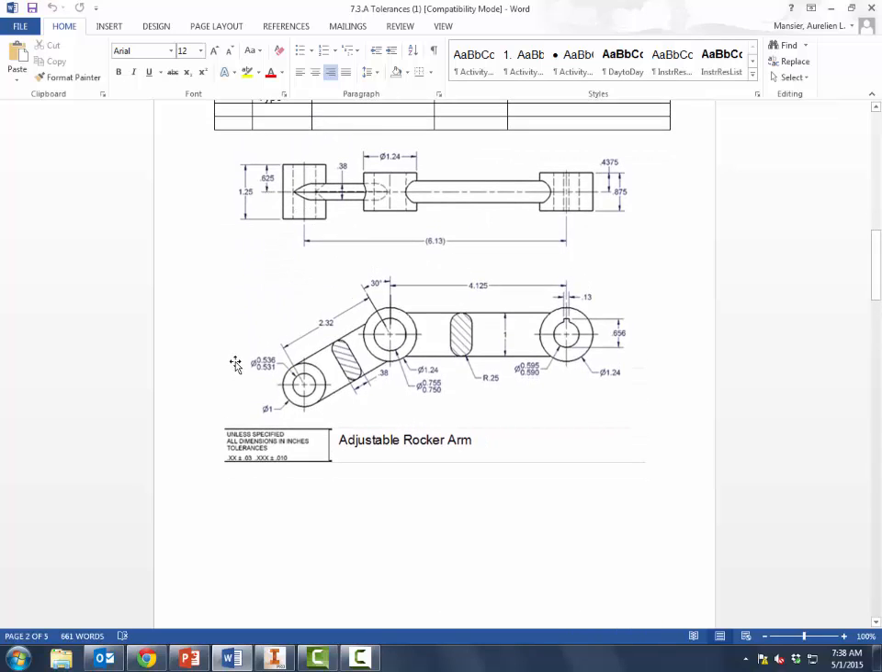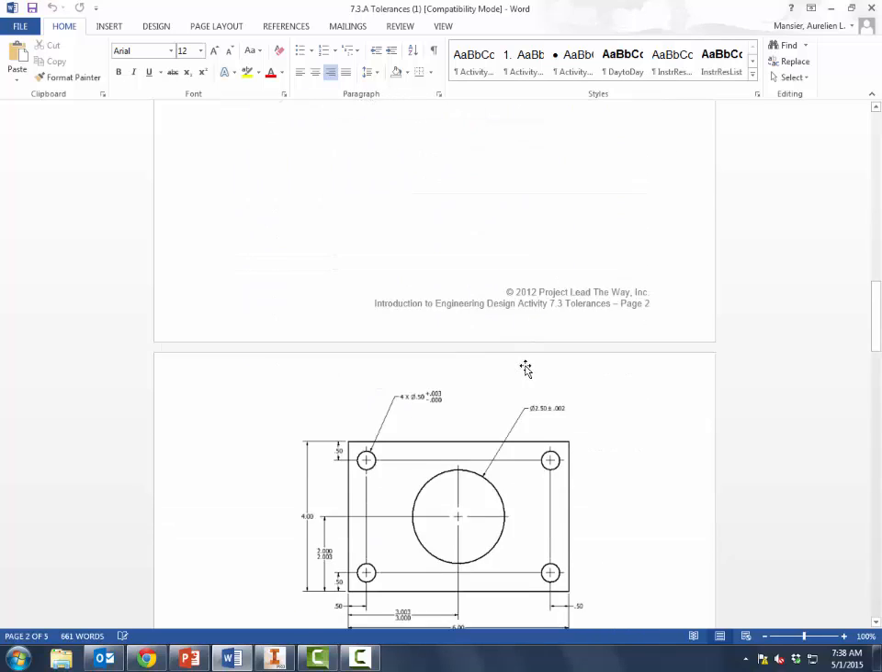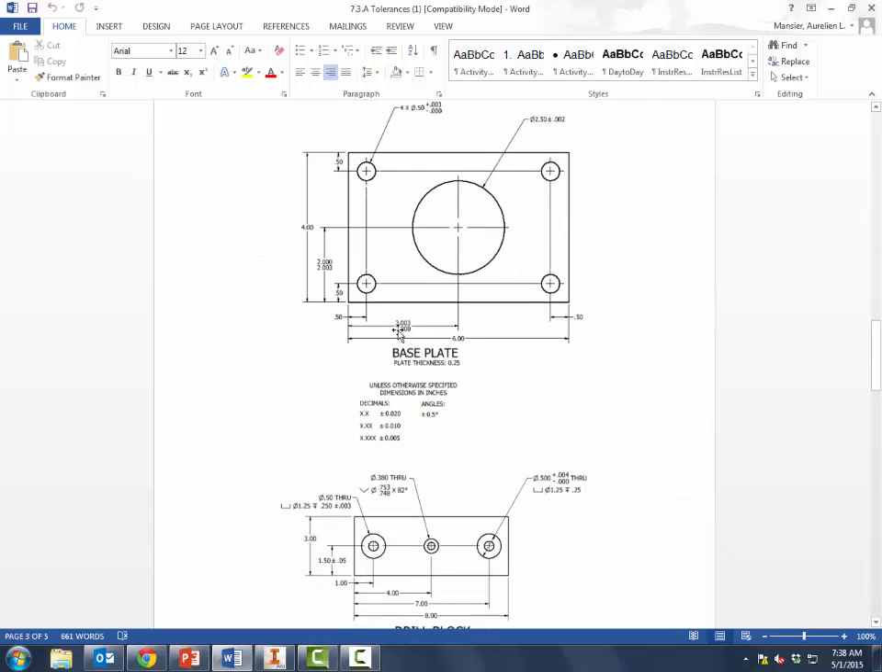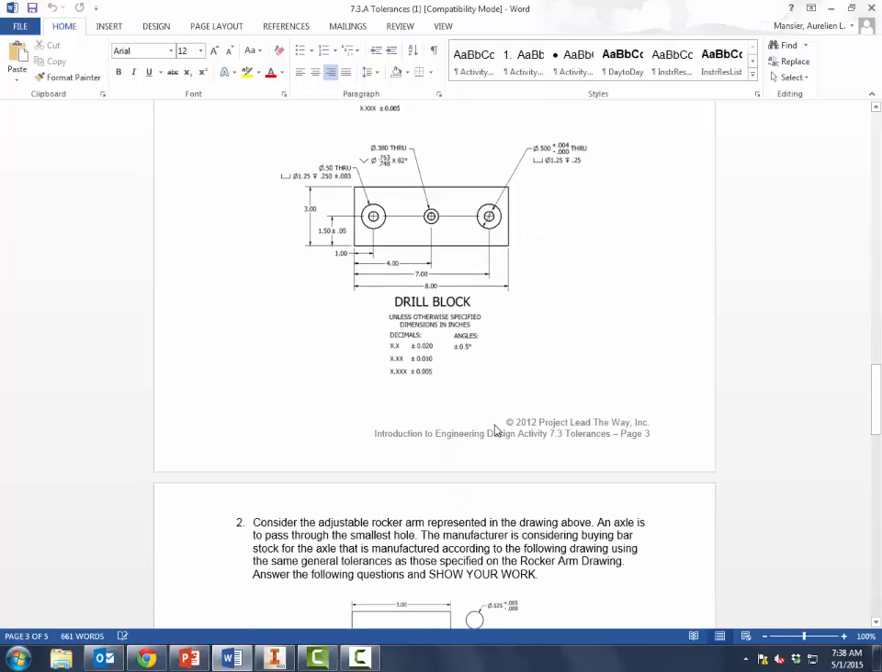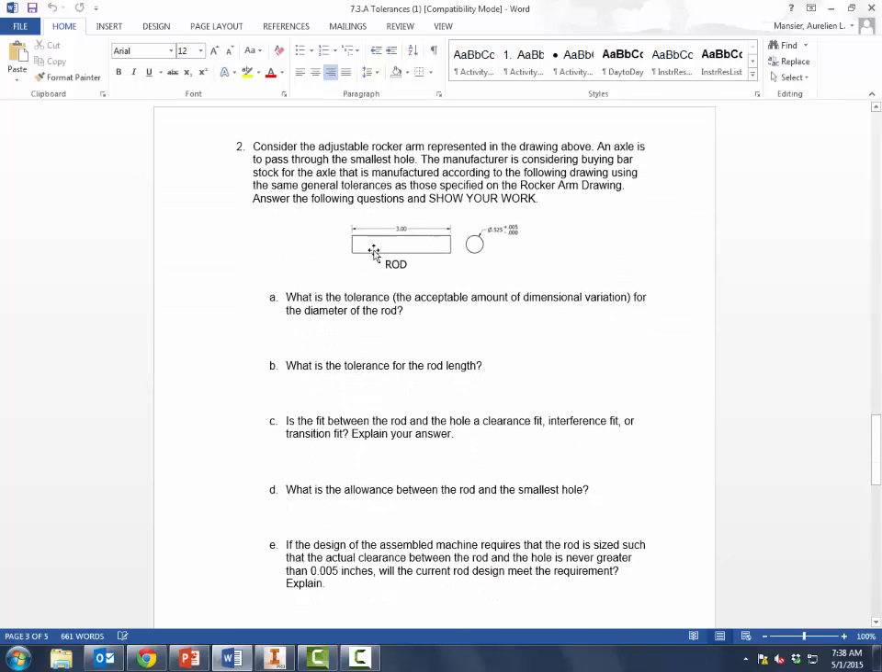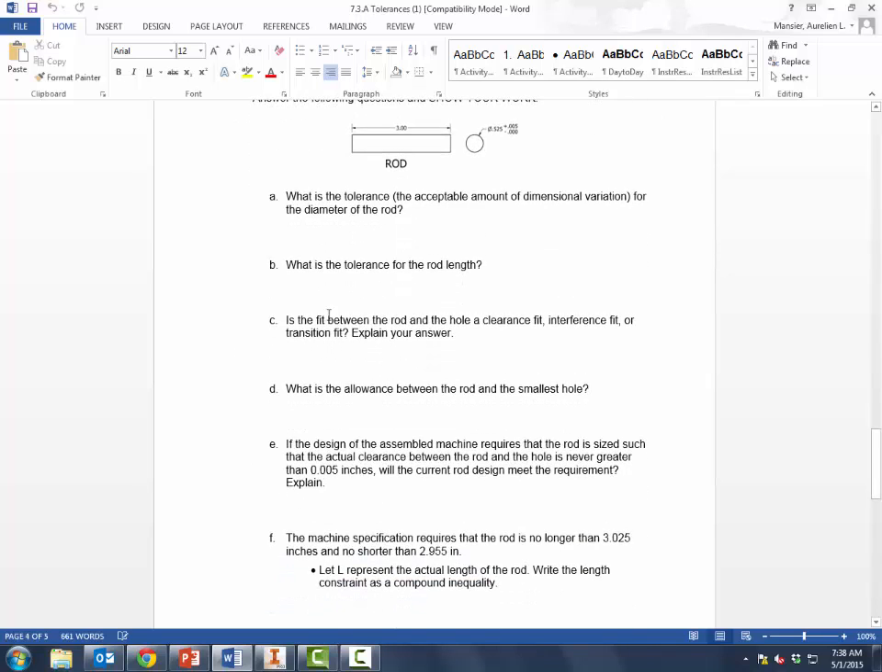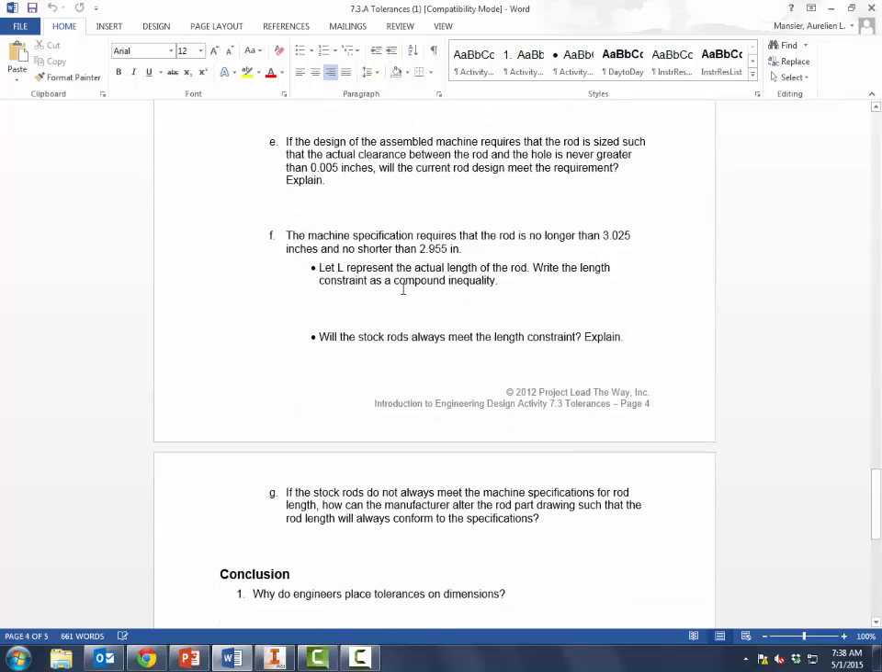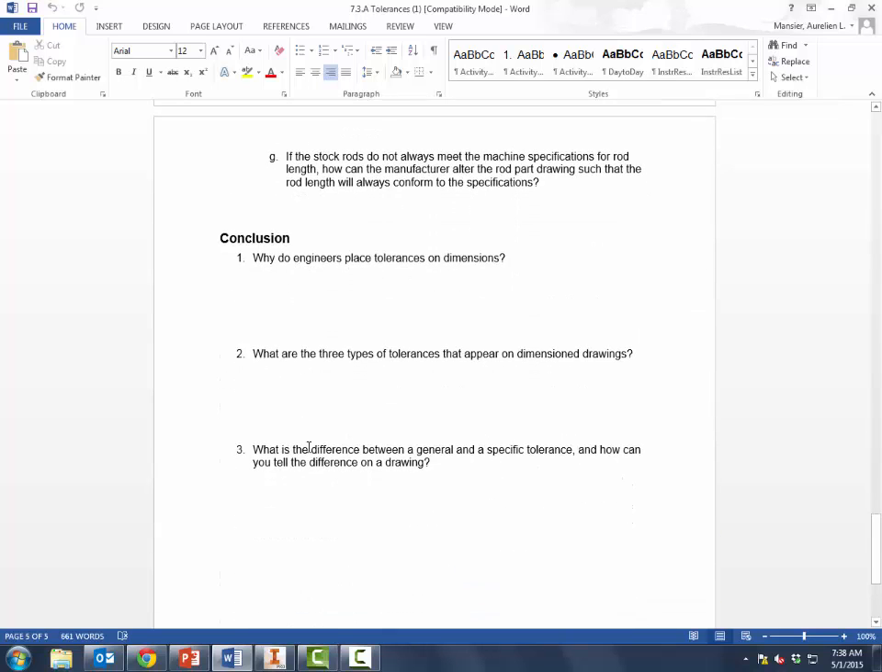So there's several on this page. I'm going to identify all these by letter. Do the same thing here. Identify the different types of tolerances by letter. I believe total there are 10 if you're not including the general notes. Then we're going to do some calculations using this rod and the drawings above to determine things like what the tolerance is, what the length of the rod is, and other types of information here, along with the 3 conclusion questions.